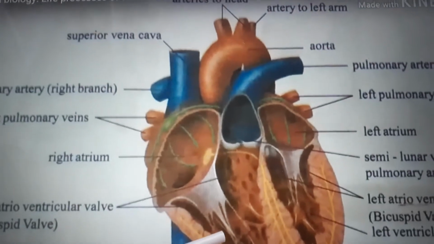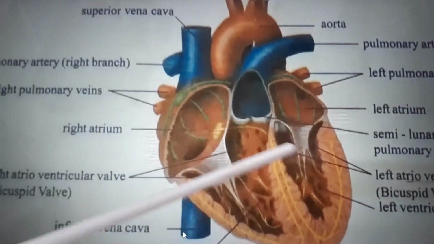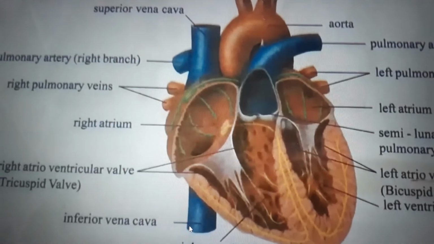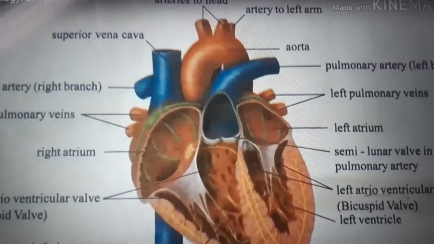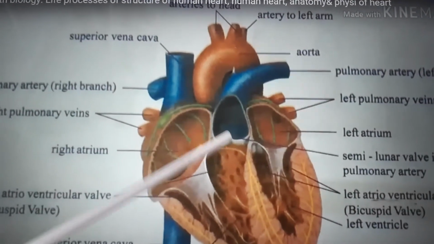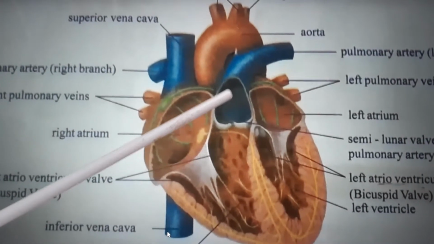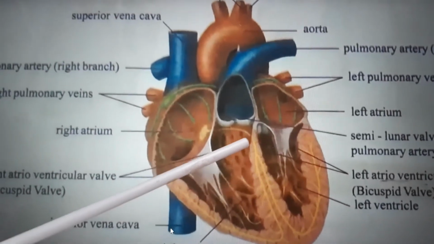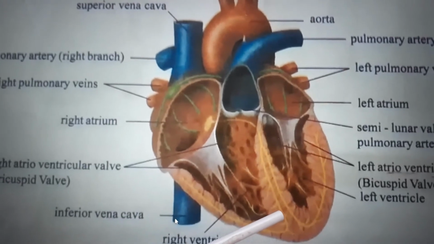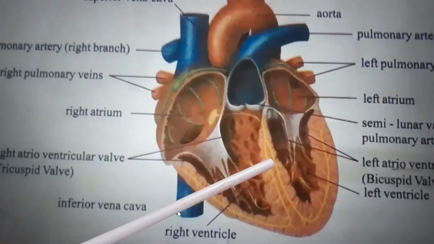The other 2 lower chambers are larger and thick walled. They are called ventricles. This is the right ventricle. This is the left ventricle. There is a muscular separating septum in between the 2 auricles to avoid the mixing of deoxygenated and oxygenated blood. That is called the interauricular septum. In between the 2 ventricles, there is a muscular separating septum to avoid the mixing of oxygenated and deoxygenated blood. That septum is named the interventricular septum.